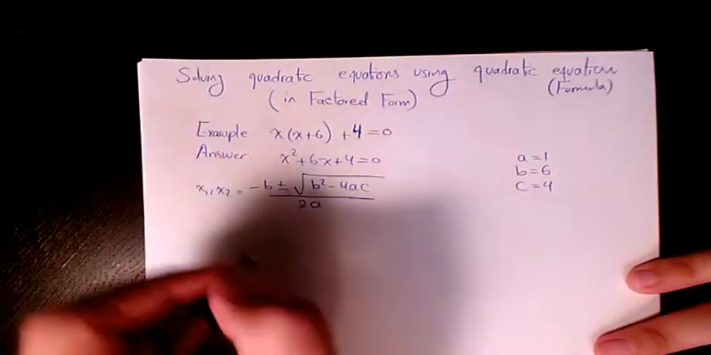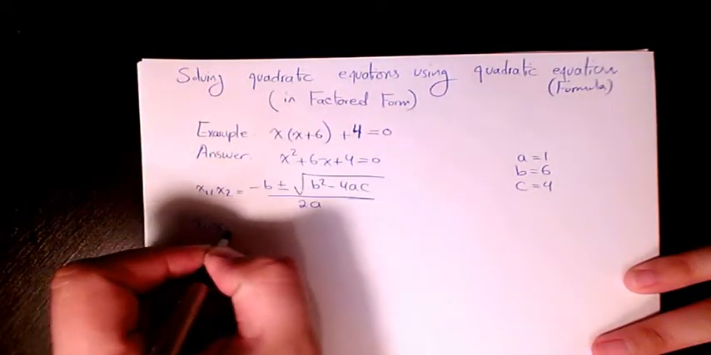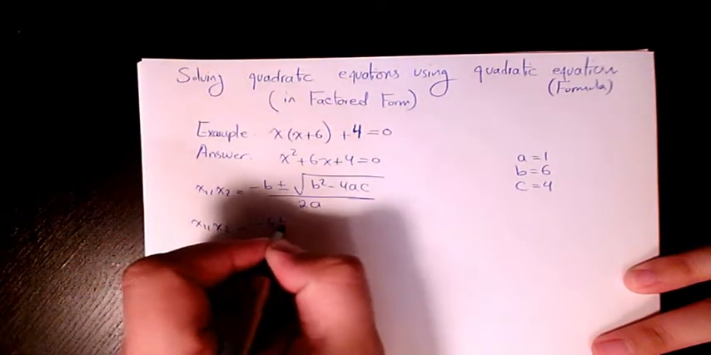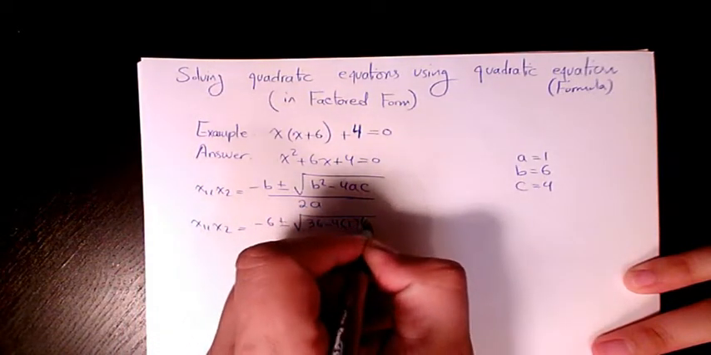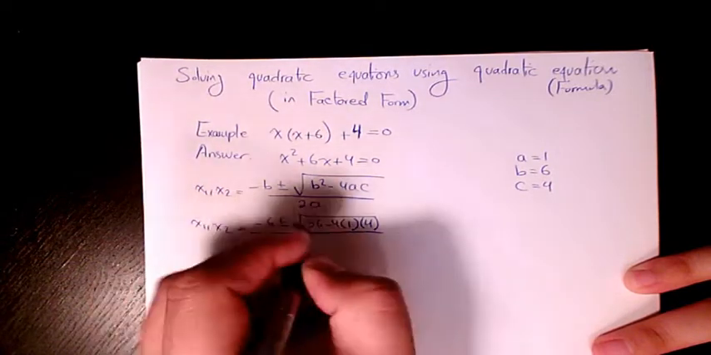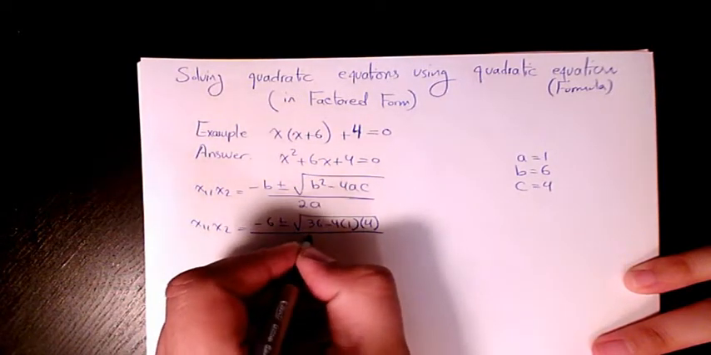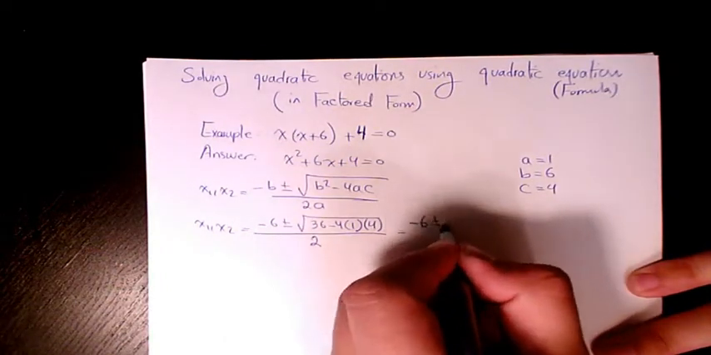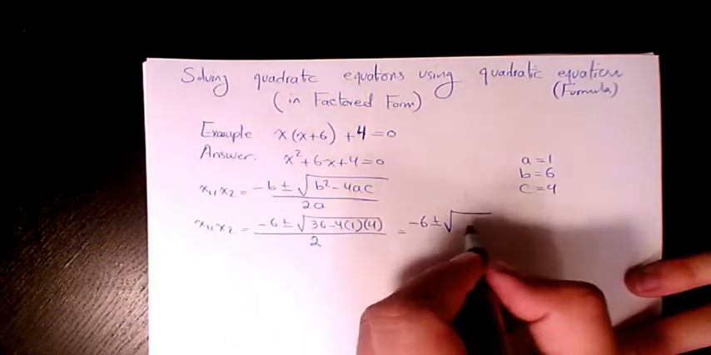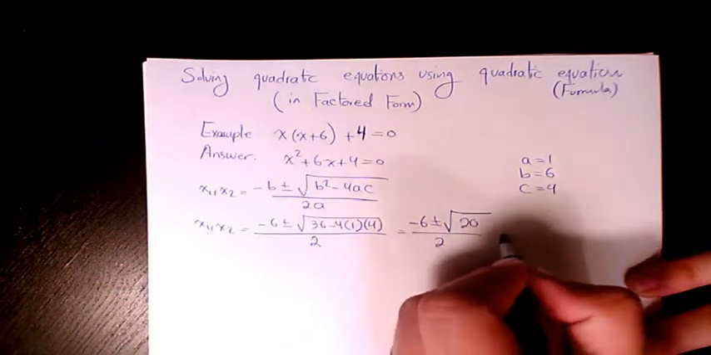So that makes it negative b, which is negative 6, plus or minus the square root of 6 squared, 36, minus 4 times a times c, divided by 2 times a, which is 2 times 1 or 2. And then we have negative 6 plus or minus the square root of 36 minus 16, which is 20, divided by 2.